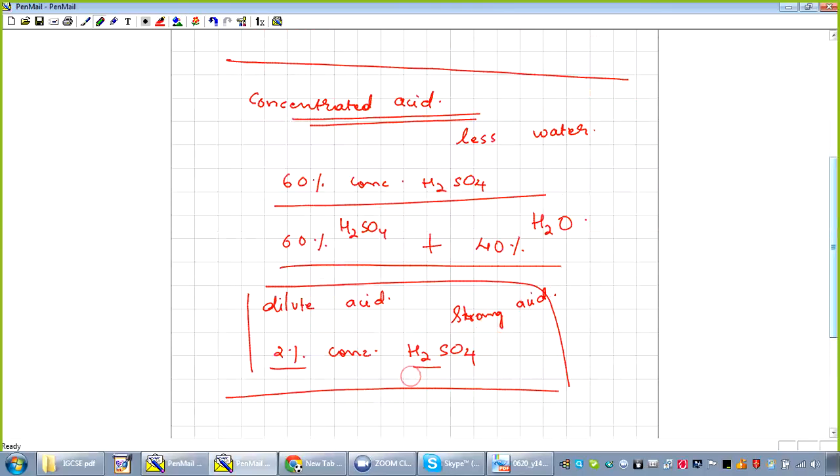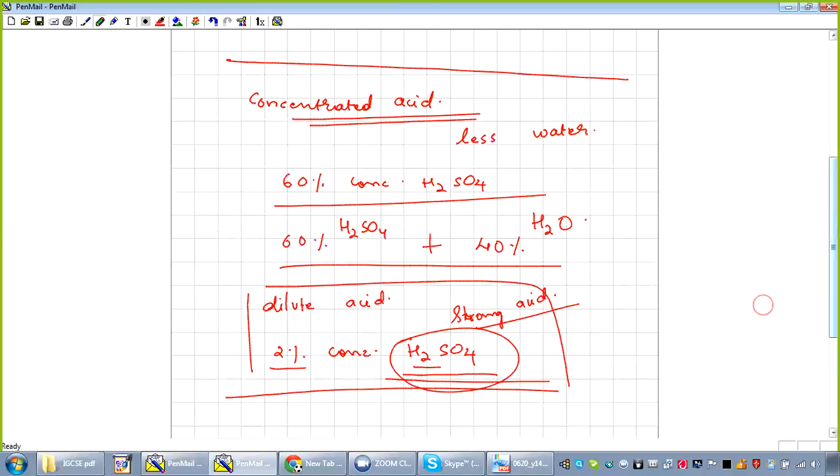Why is it a strong acid? Because it is a mineral acid. So the dissociation that takes place is to a very large extent. Why? Because it is a strong acid. So are all mineral acids dilute acids? No, not necessarily. We can have a concentrated acid which is a strong acid as well.